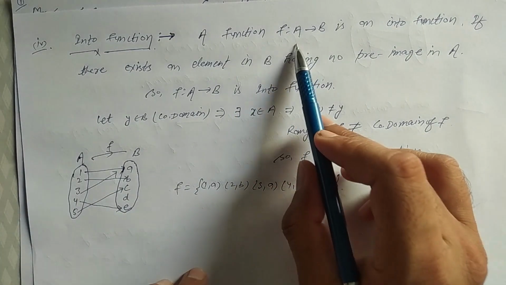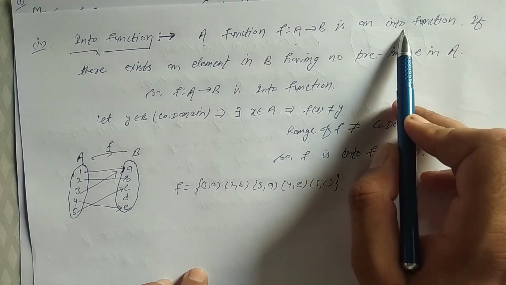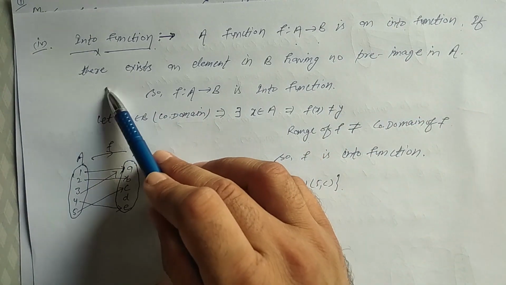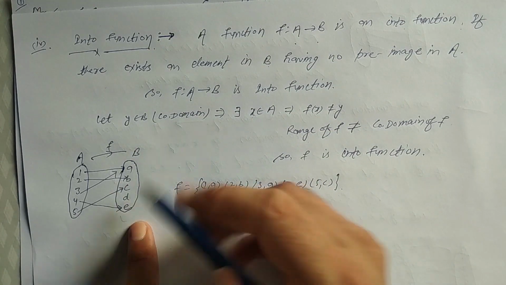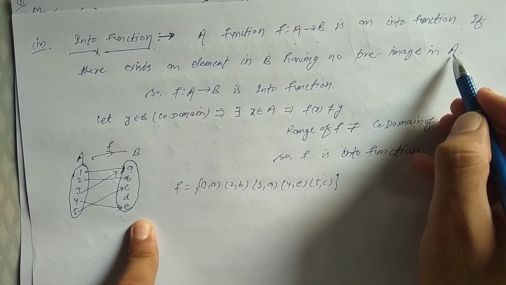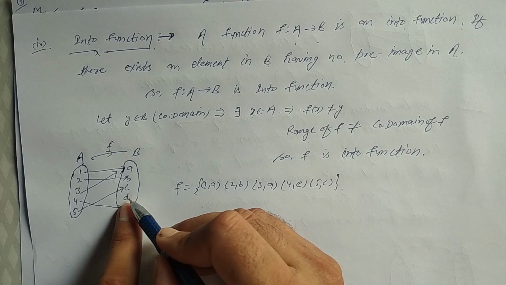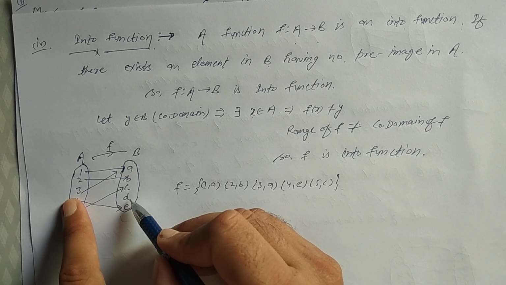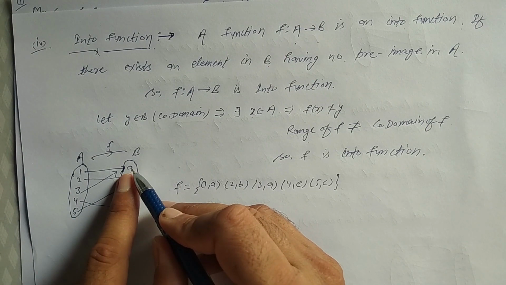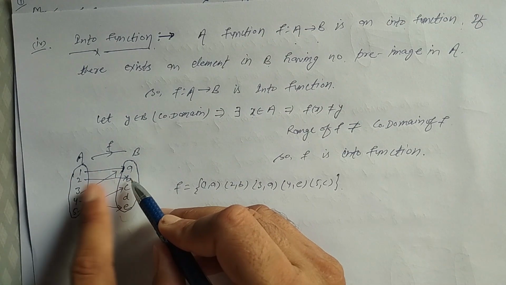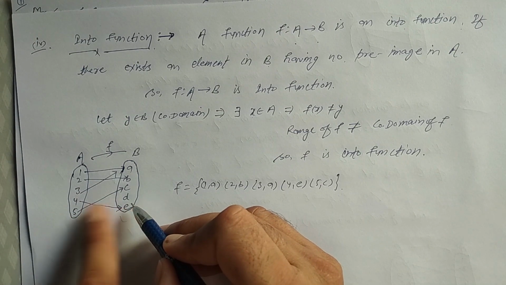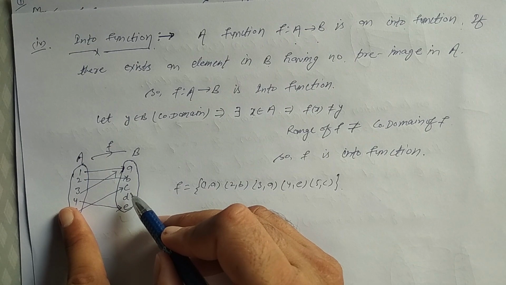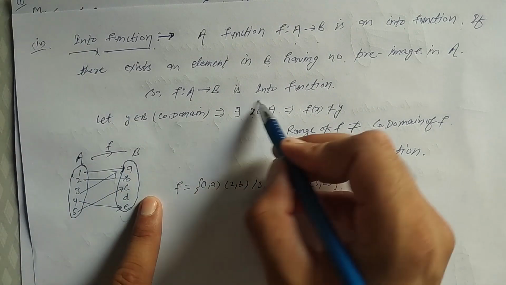Again, a function f from A to B is an into function if there exists an element in set B having no pre-image in set A. Pre-image of element D: no image. Pre-image of element A is 1, of B is 2, of C is 5, of E is 4, and of D there is none. That is, function f is an into function.